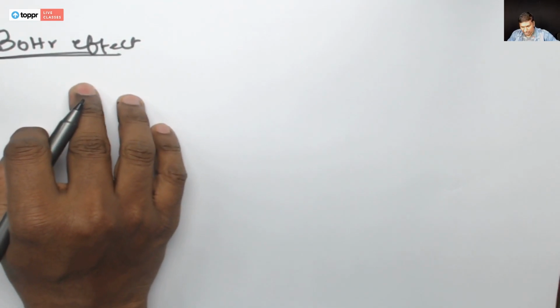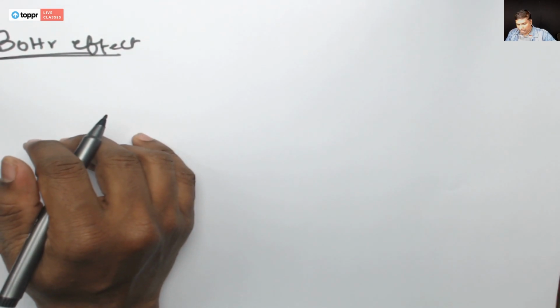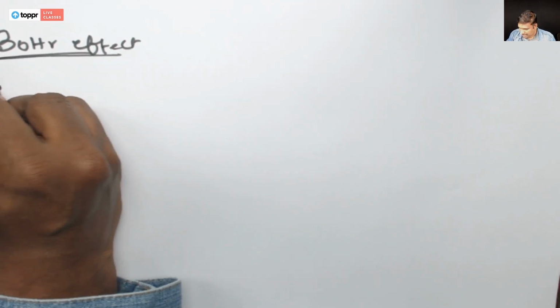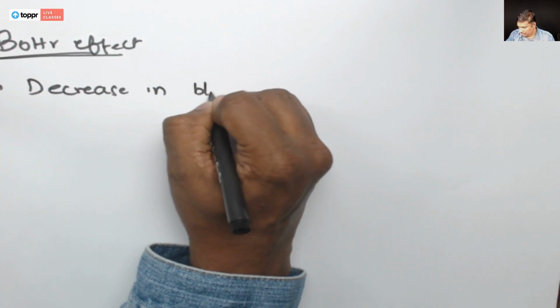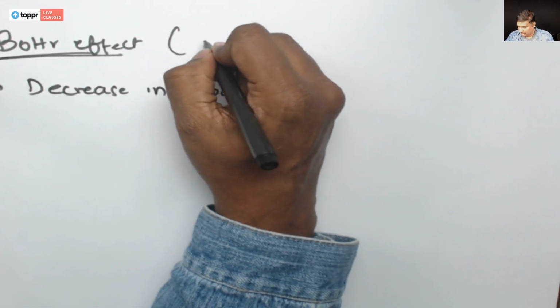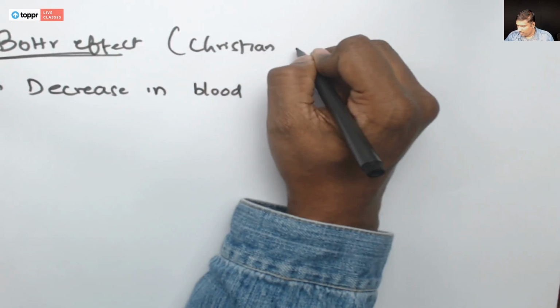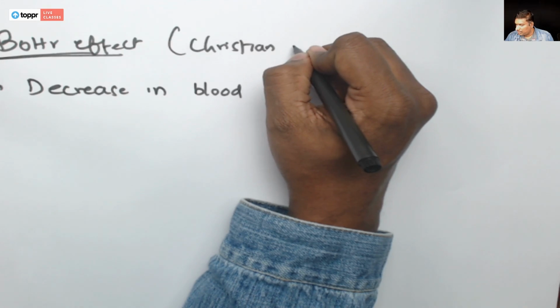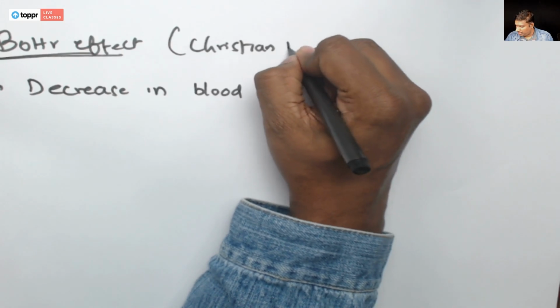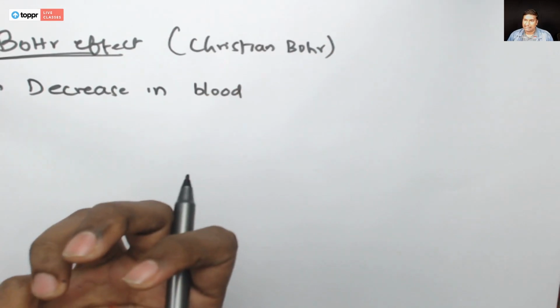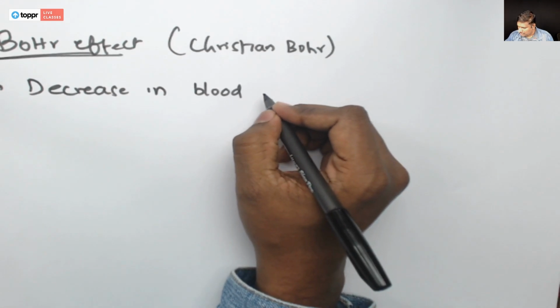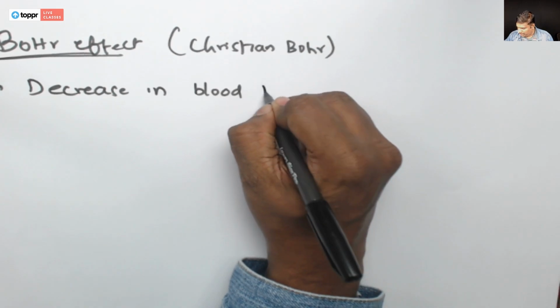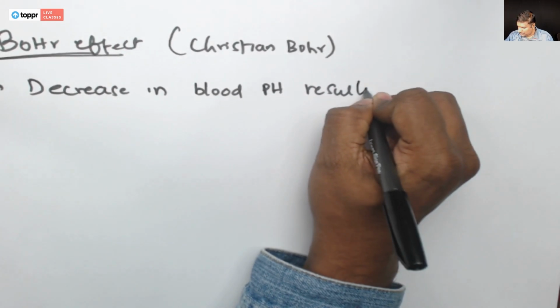Okay, now what is the Bohr effect? The Bohr effect basically is the decrease in blood pH. I told you just now, this was observed by Christian Bohr. He was studying the effect of pH on the saturation of hemoglobin. What he did was he took the blood cells and put them under different pH, and checked how the hemoglobin is able to bind the oxygen.